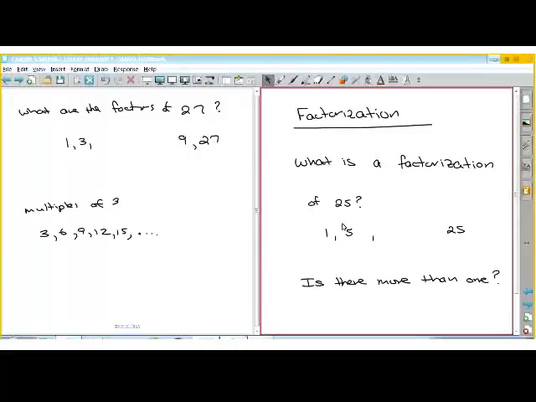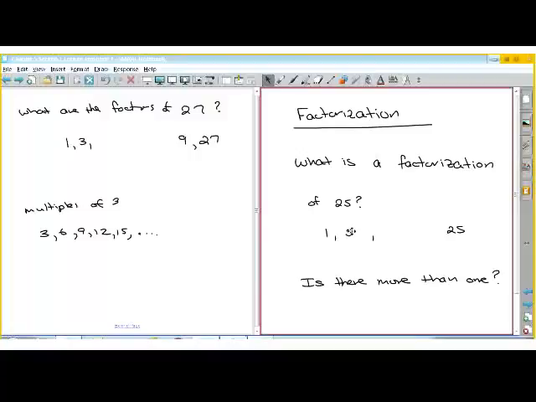Here's one more example. What happens if you have a case where you're trying to figure out what numbers 25 can be divided by and give you natural numbers? Again, we would do 1 and 25. We can't divide it by 2. We can't divide it by 3. We can't divide it by 4. Yes, we can divide it by 5.